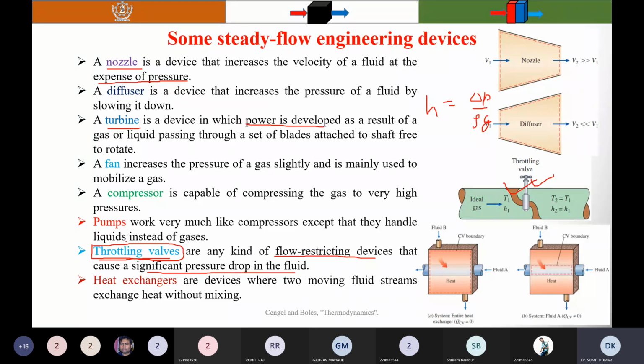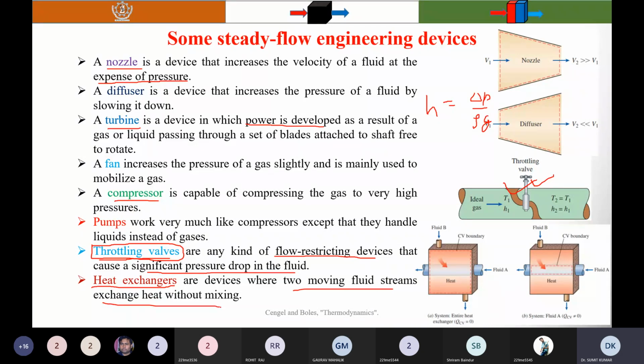Next device used in the cryogenic system is the heat exchanger. Compressor we used, then valve we used for the expansion, then heat exchanger. So for heat exchangers, here I have written that I assume it's indirect, so there is no direct contact between the two fluids. There may also be direct contact between the hot and cold fluid. Here I considered heat exchangers as devices where two moving fluid systems exchange heat without mixing.